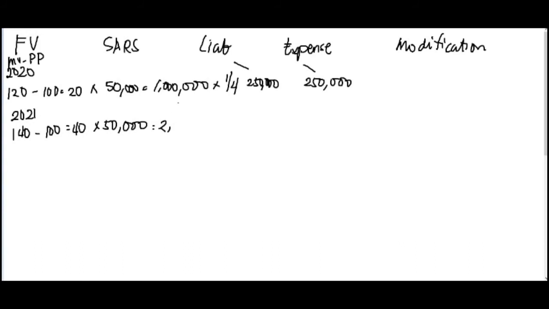Wait lang, 50 times 40, yep, 2 million. 2 million pesos. Times 2 years, 2 over 4. So, lalabas, your total liability is 1 million. Okay, 1 million, pero you have to deduct, nasa loob niya yung first year, 250, kaya 750 ang total expense mo for that year. Okay? So, yun.